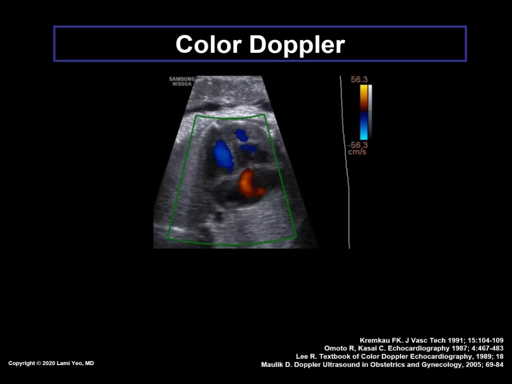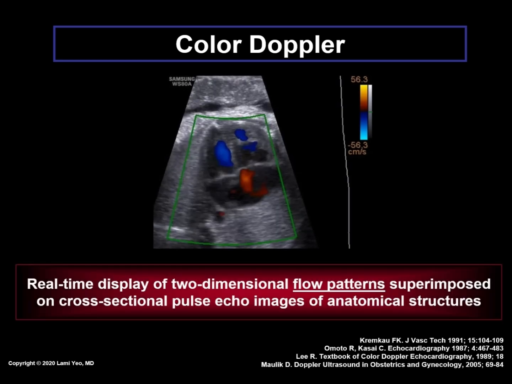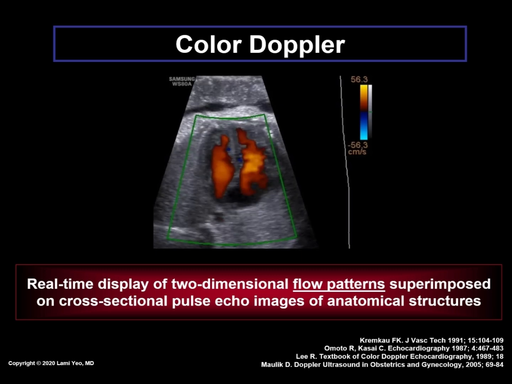Color Doppler flow mapping is the real-time display of two-dimensional flow patterns superimposed on cross-sectional pulse echo images of anatomical structures. Here is a four-chamber view, and normal diastolic flow through the mitral and tricuspid valves into the ventricles is shown in red color.